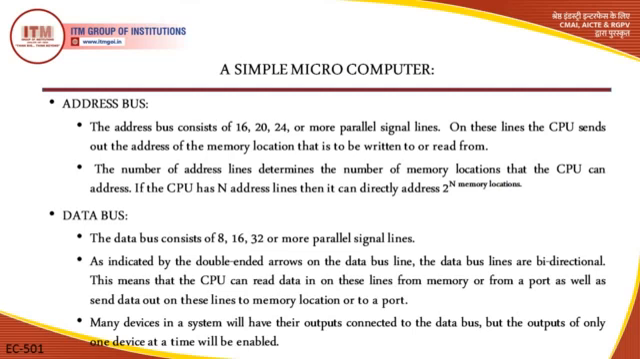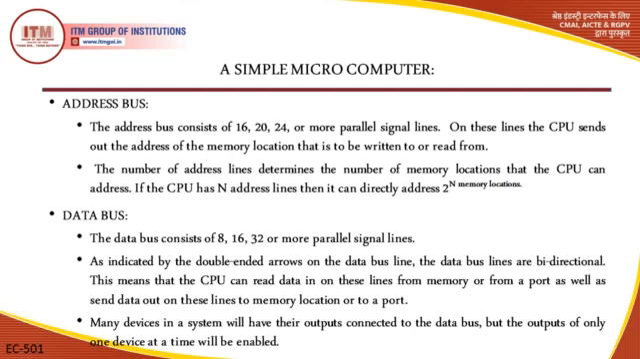Next category is the data bus. The data bus is used for carrying data from the outside to the CPU and from the CPU to the outside. So the data bus is bidirectional in nature. The data bus consists of 8, 16, 32 or more parallel signal lines, as indicated by the double-ended arrow on the data bus line. The data bus lines are bidirectional.